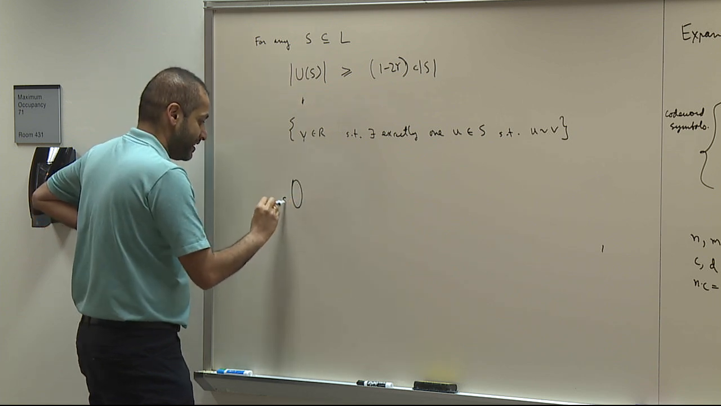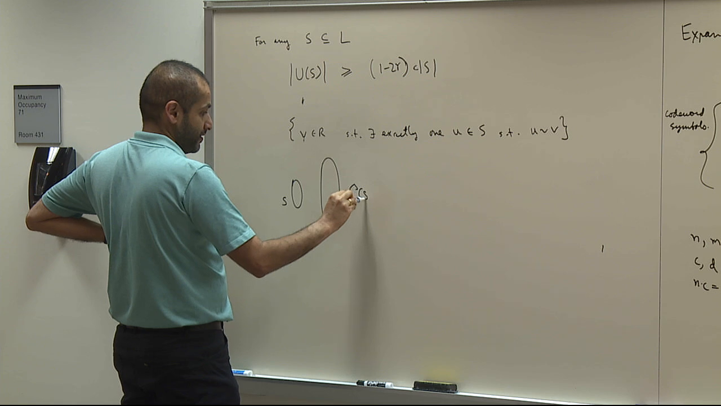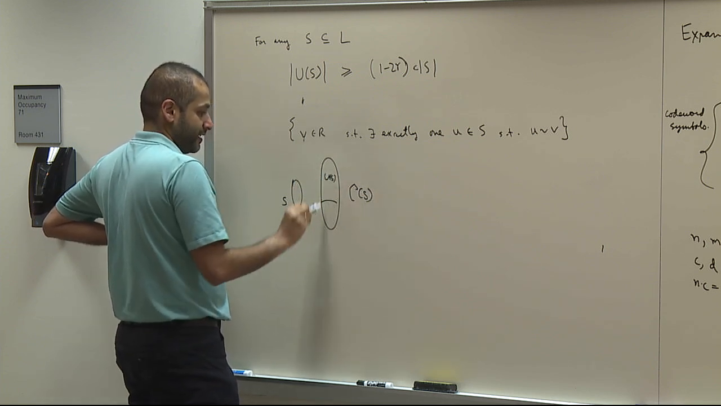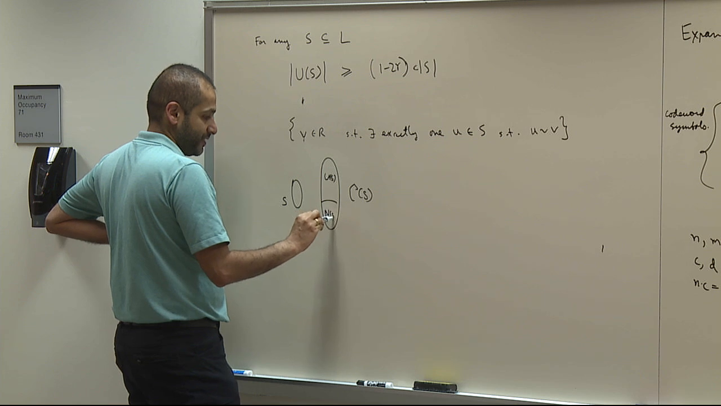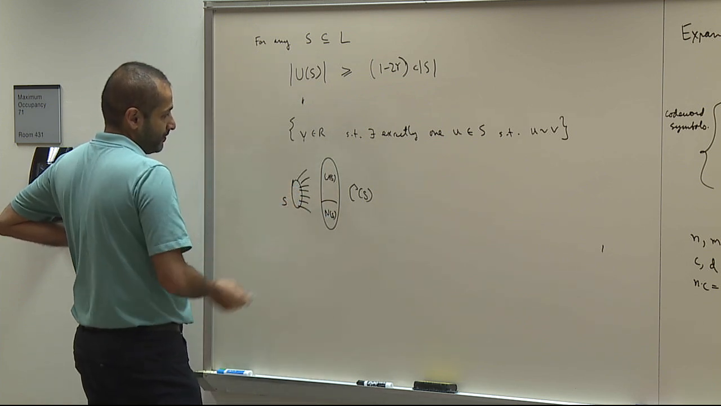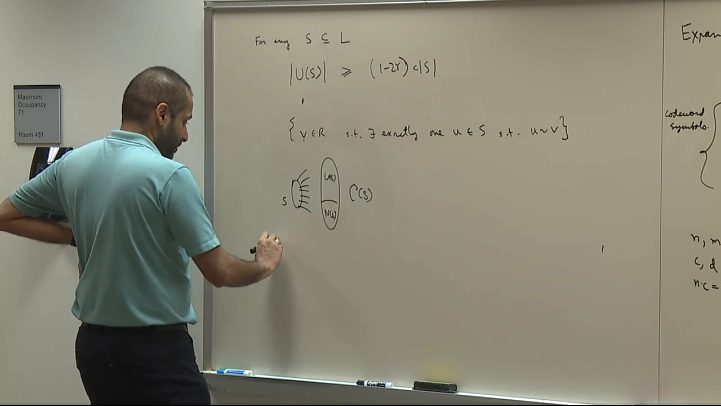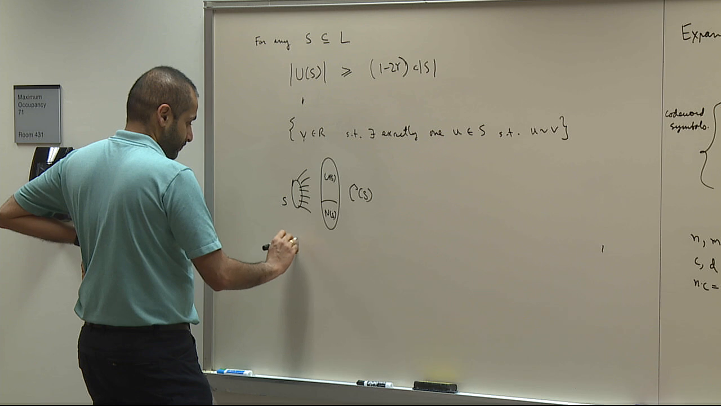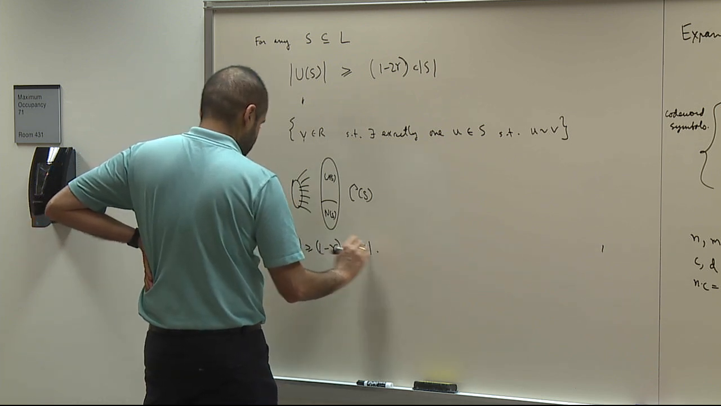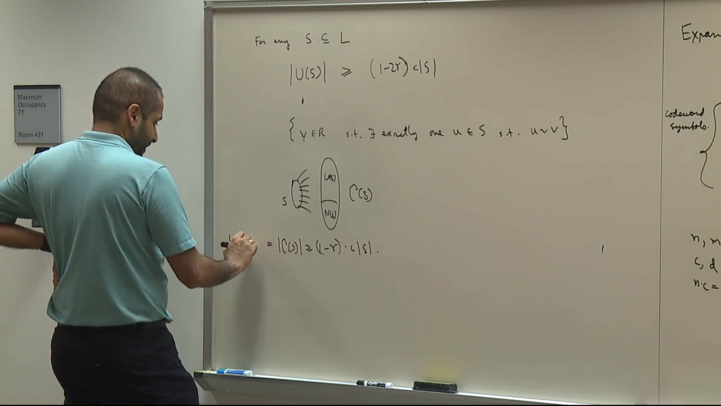So here was our set S. Here is the neighborhood of S. And let's say this is the unique neighbors of S, and this is the non-unique neighbors of S. Then we have all these edges going out. The size of the neighborhood of S is at least 1 minus gamma times C times size S. And this is the size of U plus the size of N.